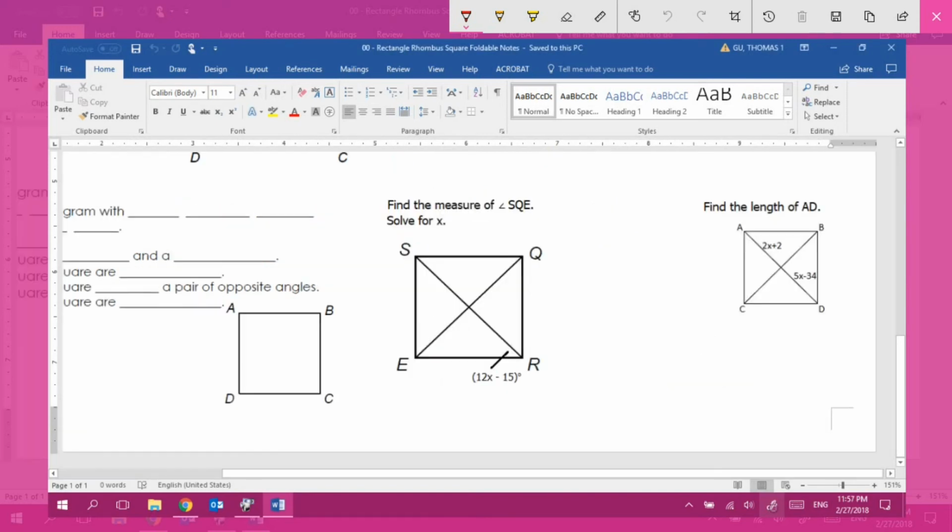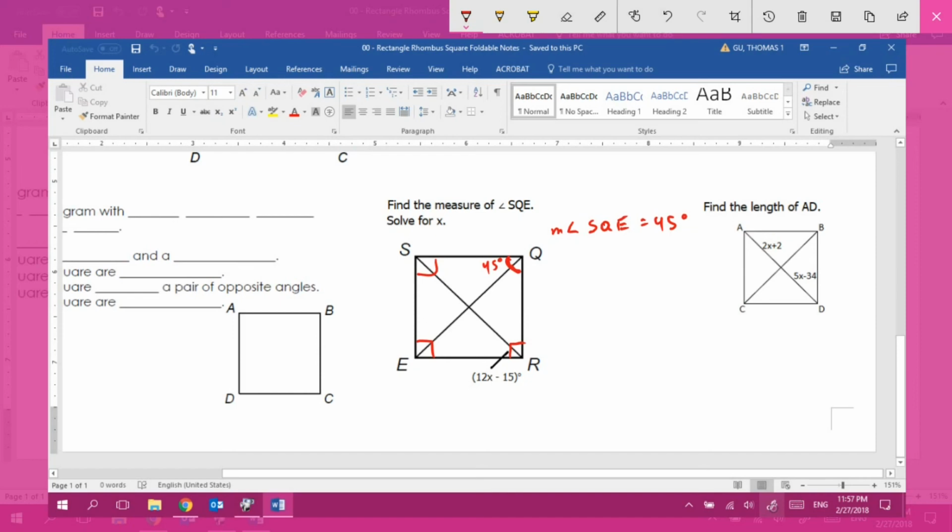All right, so find the measure of angle SQE. So watch this, S to Q to E. That means they're looking for this angle right here, okay? So the measure of SQE right there is going to be 45. Remember, the diagonal cuts the angle in half, and every angle is a right angle in a square. And if you cut 90 degrees in half, it's going to be 45 degrees. So the measure of angle SQE equals 45 degrees.